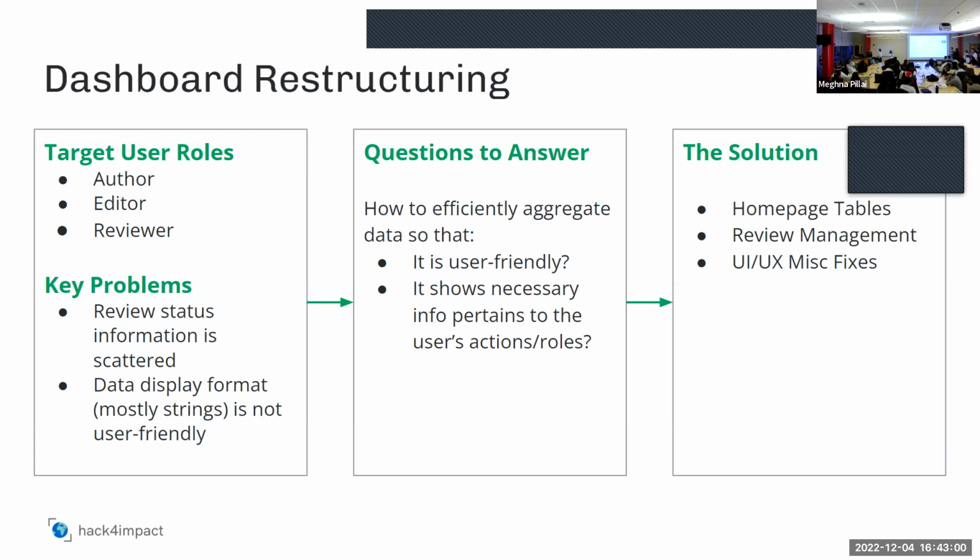Key problems our client is facing include, first, review status information is really scattered all over the place on the dashboard, and secondly, the data display format is really not super friendly. It's all plain text and just strings. And so this leads us to the question of how do we want to aggregate and efficiently display the data so that it's more user-friendly and pertains more to the role the user is in and the action the user wants to perform. And so our solution is divided into 3 parts.